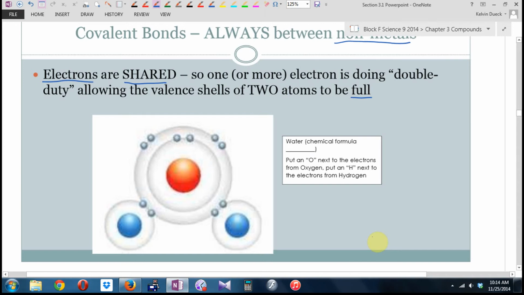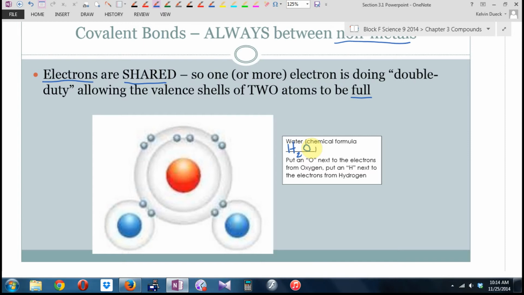So here's a picture. Water. What was the chemical formula for water? Remember it? H2O. Look at the picture. Can you see two of one thing and one of another thing? So can you reason out which one's the oxygen and which one's the hydrogen? You could also figure it out by their valence shells.